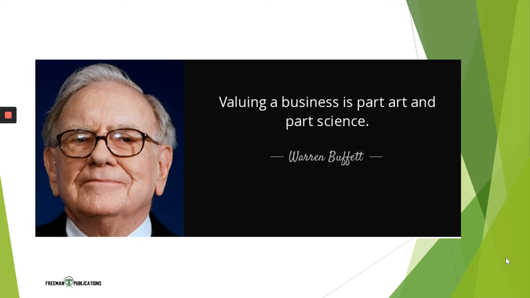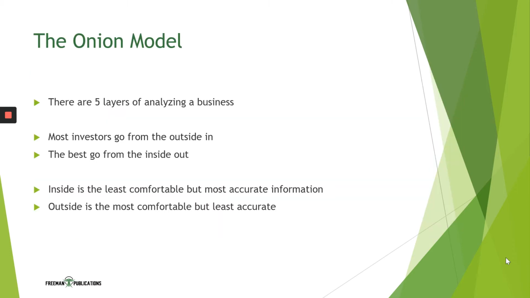So we already know valuing a business is part art and part science. Thanks, Warren. But here I want to discuss the onion model. And this is something we'll be going into depth more on in our second book, which is called Bear Market Investing Strategies. And the reason we included it in the second book is because the guy who kind of popularized the onion model is a guy called Jim Chanos, and he's known as the Warren Buffett of short selling. And Chanos's hypothesis, which he calls the onion, is that there are 5 layers of analyzing a business.